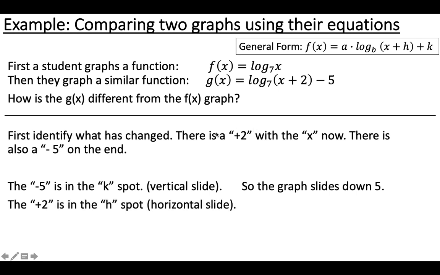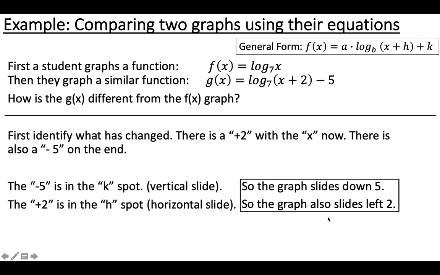That's not the only thing though. We also have that plus 2. What letter is that plus 2 if we put the g of x with the general form? What spot is it in? That's in the h spot. The plus 2, if you just compare these, is in the h spot. And what does h mean? Well, h was the left to right slide. And remember, if you look back at the last slide, h does the opposite of what we think. So a plus 2 is going to slide the graph left. So if you wanted to get from the f graph to the g graph, you slide down 5 and you slide left 2.